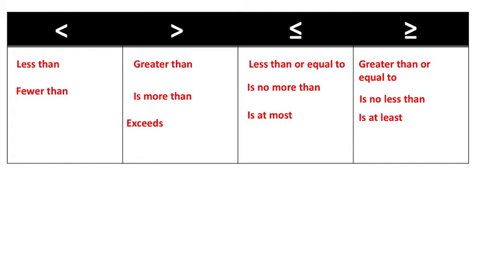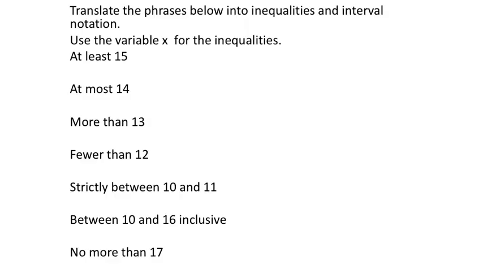That's why we need those endpoints on these, which is related to the graphs. It's because that's where it makes that transition. Sometimes the value is not exactly true. Like if I said x is less than 5, 5 doesn't make that statement true, but 5.000001 does. No, sorry, I went the wrong way. 4.999999 would be true. Okay. So translate the phrases below into inequalities and interval notation.